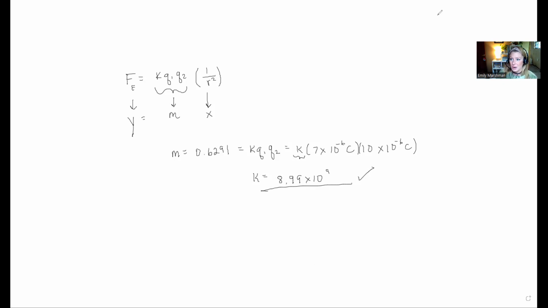So that's the idea. You're going to take data, plot it, and analyze what the slope of this data means. What am I getting out of this, right? And you're going to do that for a lot of labs this semester.